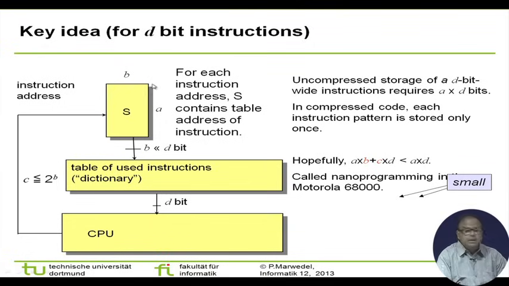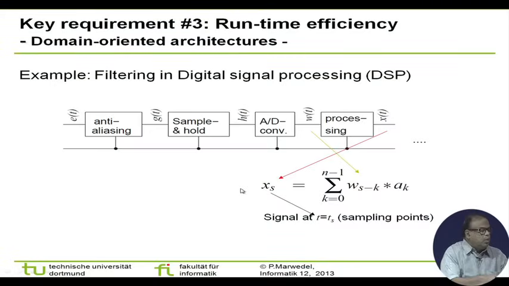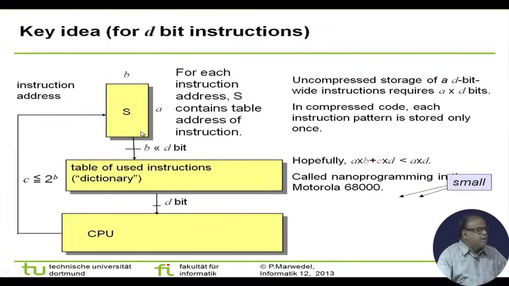So, why is it b bits? The b bits are actually producing the address to this. Here I have a table of already used instructions, the instructions that have been used. So, what happens is we get the b bits here, which is much less than d bits, and that serves as an address, and that instruction from here is chosen and fed to the CPU.